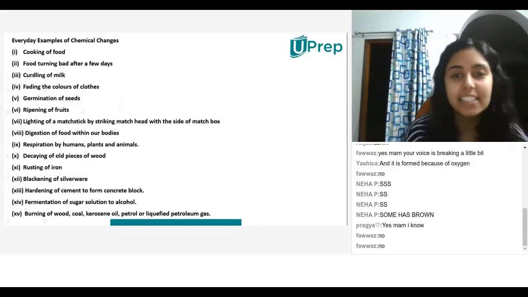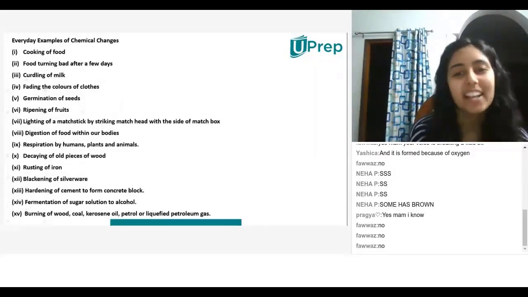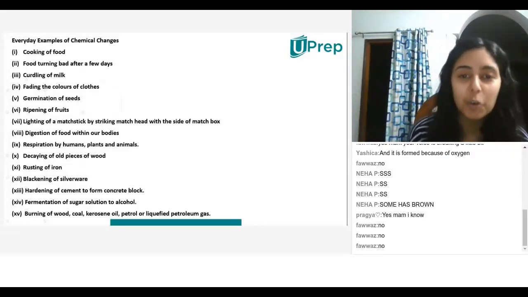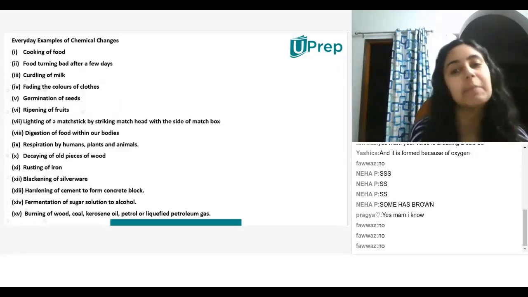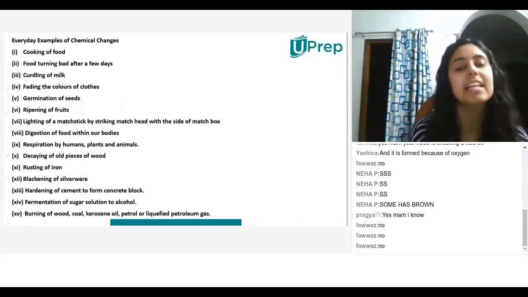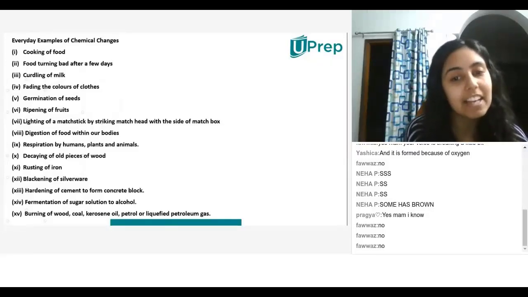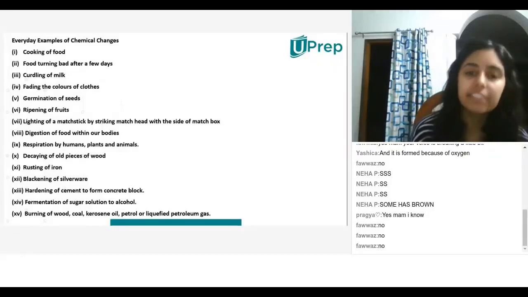Once the milk has curdled, can you get it back into its milk form? Nope. No, ma'am. Very good. Fading of color, fading the colors of clothes, germination of seeds, ripening of fruits, lighting of a matchstick by striking the match head. We just saw that. Digestion of food within our bodies, respiration by humans, plants, animals, decaying of old pieces of wood, rusting of iron, blackening of silverware, hardening of cement, fermentation of sugar solution to alcohol, burning of wood, coal, kerosene, and so on. All of these are non-reversible changes.